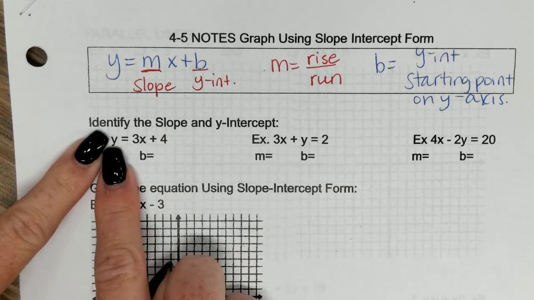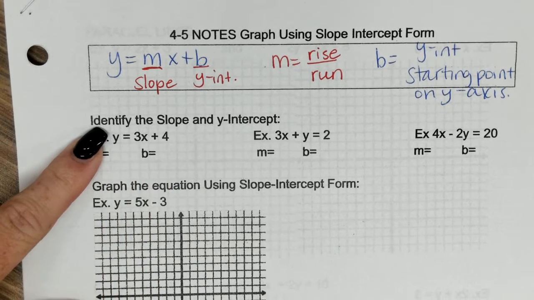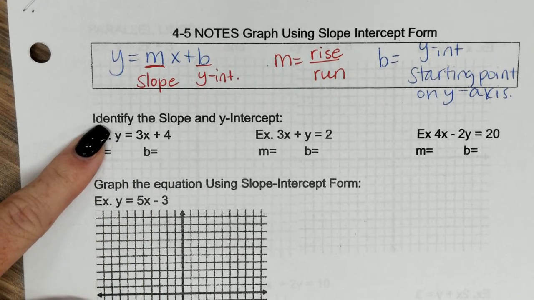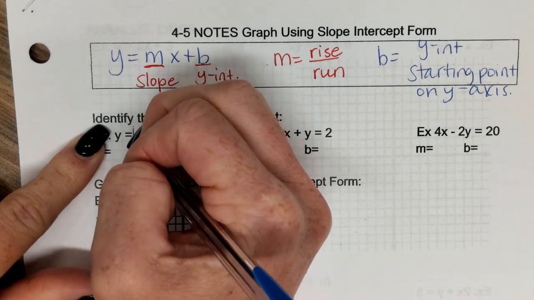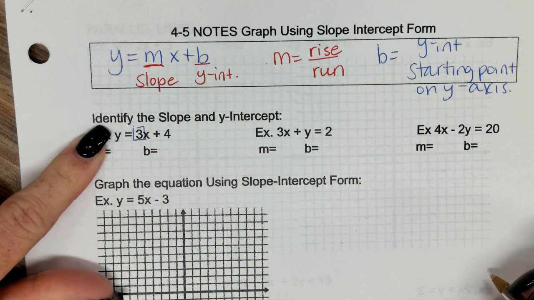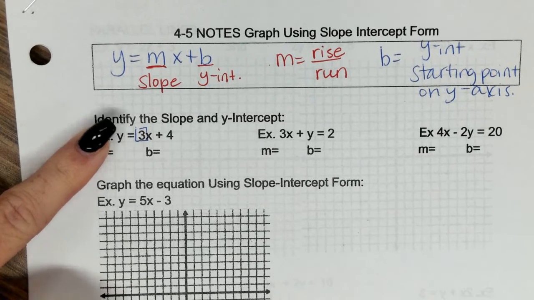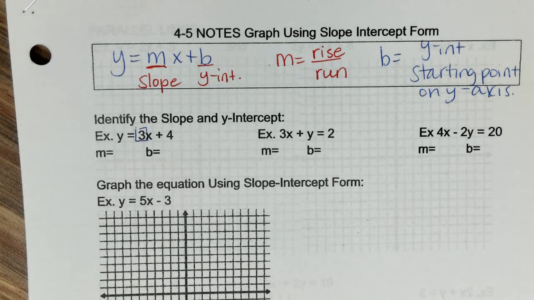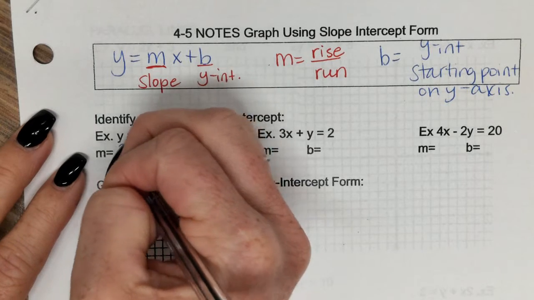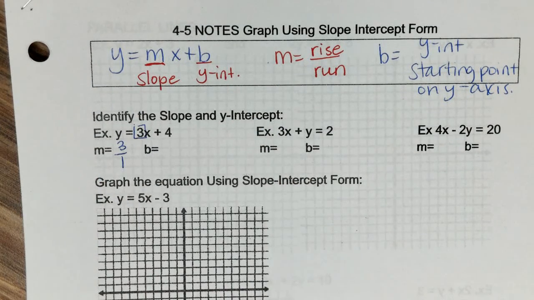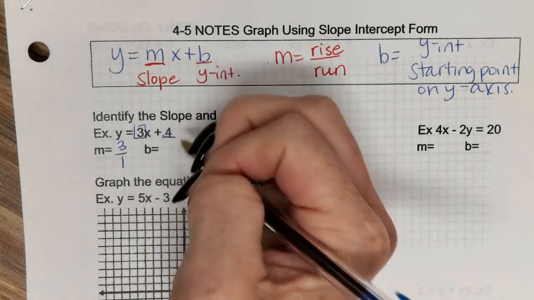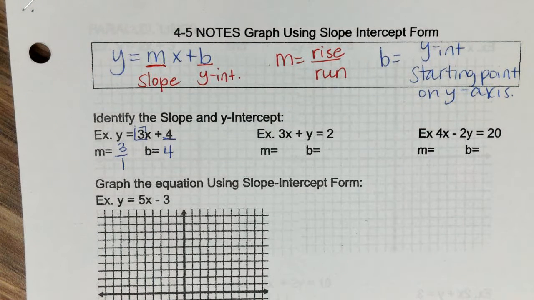So look at the first one, y equals 3x plus 4. The first thing, is it in slope-intercept form? Yes, so the number that's attached to the x is the slope. So it is 3. But if I asked you to write it as a rise over run, what would you put? 3 over 1. Because 3 divided by 1 is really just 3. All right, what is the y-intercept? 4. I don't have everybody writing.